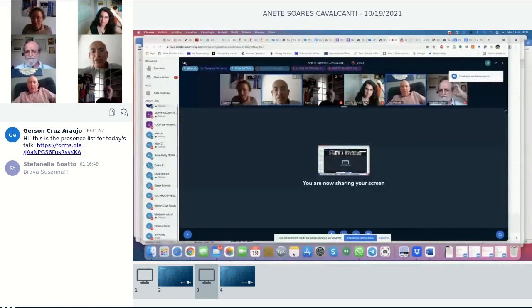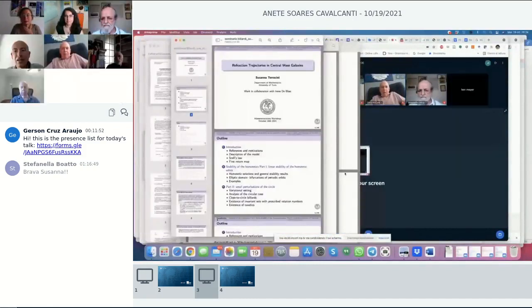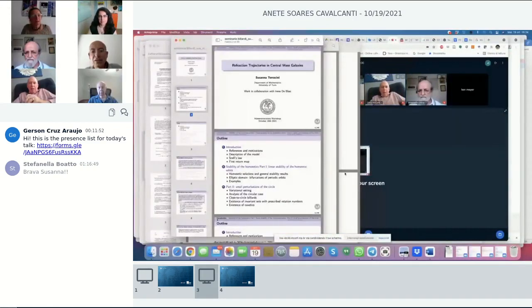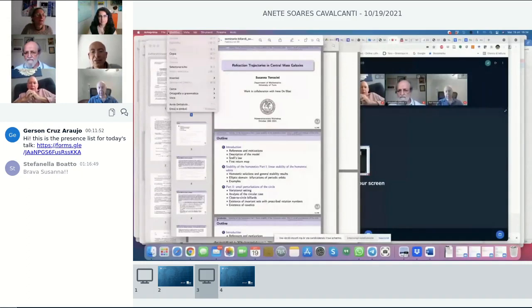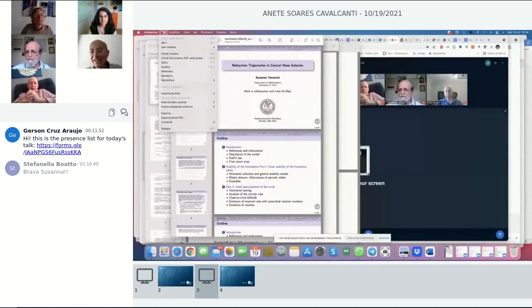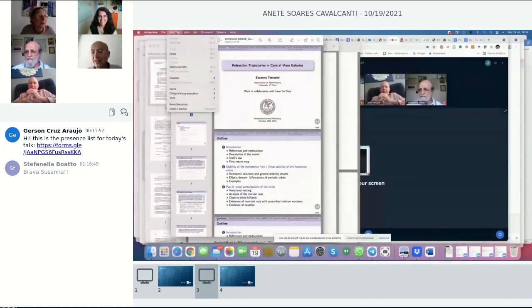So now we have the pleasure to listen to Susanna Terracini from Torino, and it's about galaxies and so on: refraction trajectory in central mass galaxies.